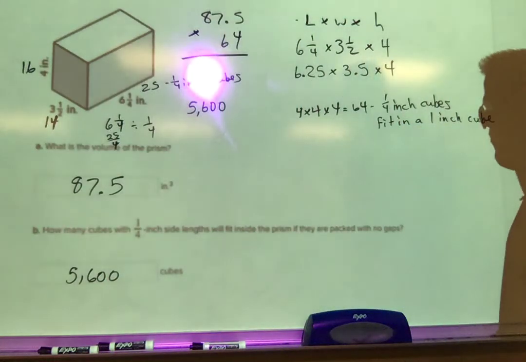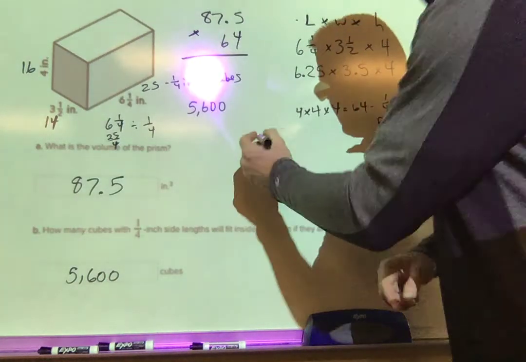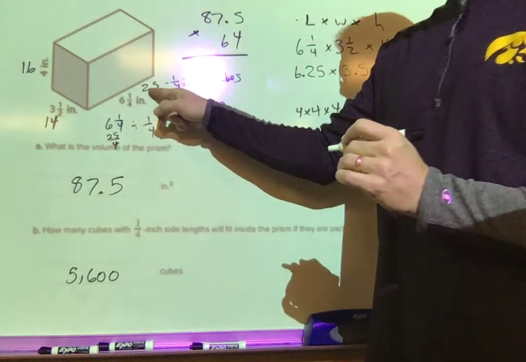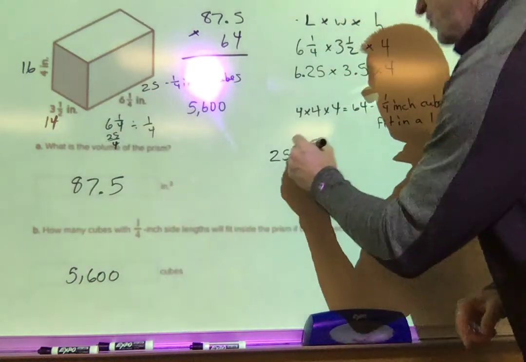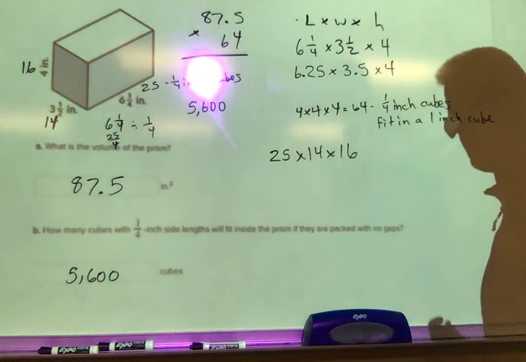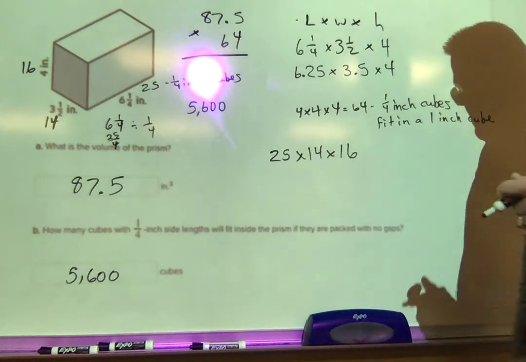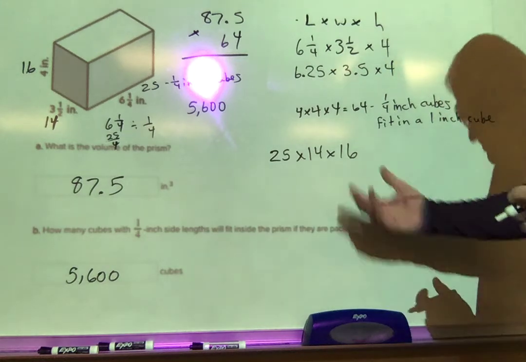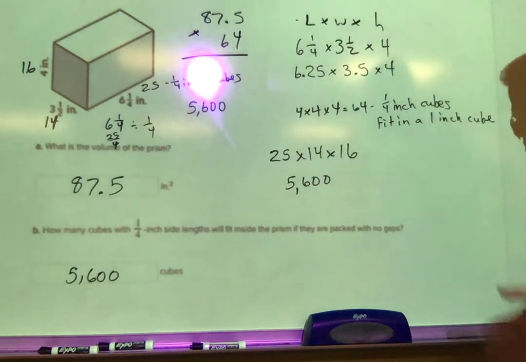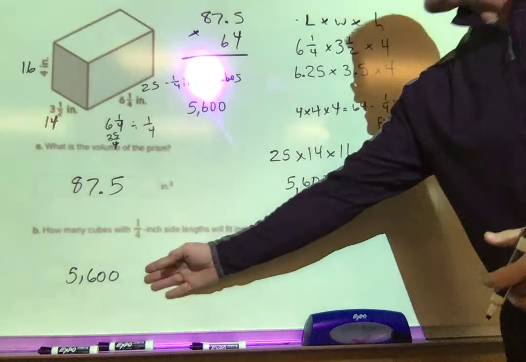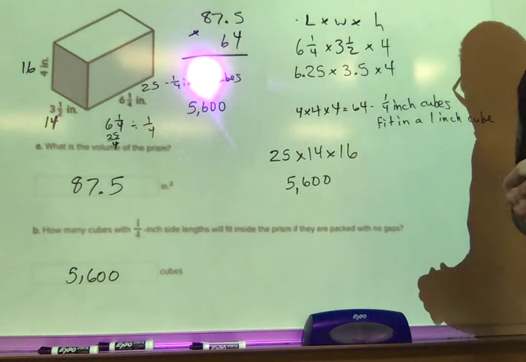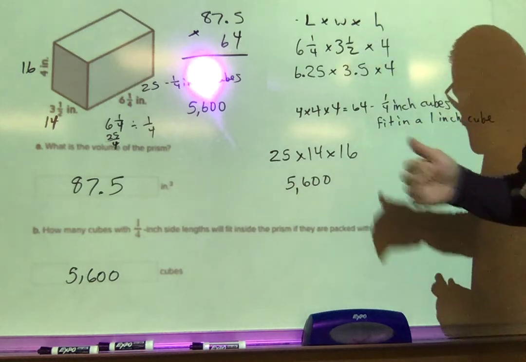Okay, so another way to solve this then could just be by taking, I'll go do it down here, length times width times height. But do it with the 1/4 inch cubes. 25 times 14 times 16. I can multiply in any order. And I'd use a calculator here, and I'd punch it in, and you will get 5,600 again. No matter which way you do it, you're going to get the same answer if you've done your calculating correctly. So some kids like one way, some kids like the other way a little bit better. Just use what makes sense to you.